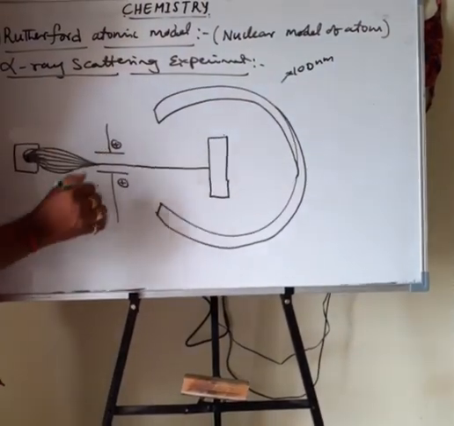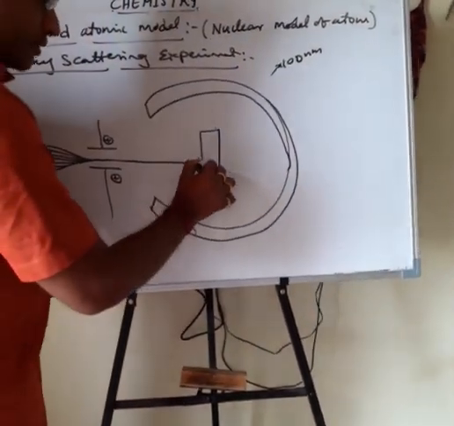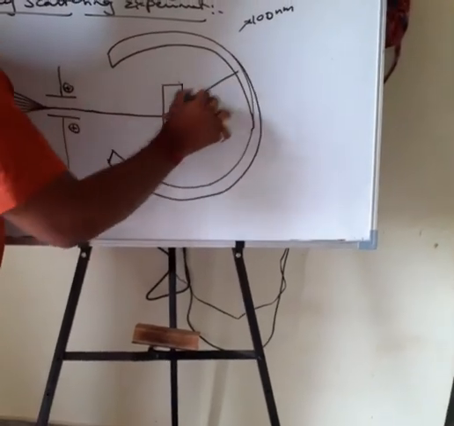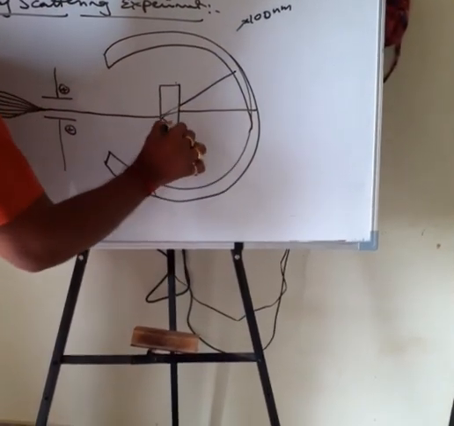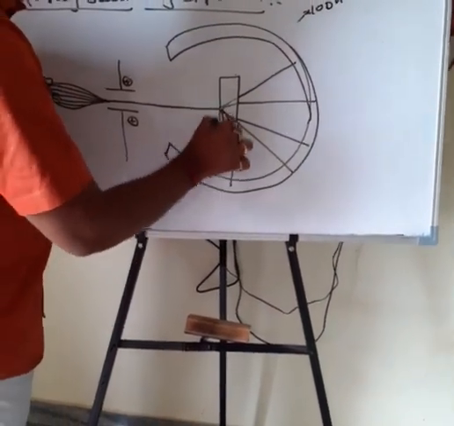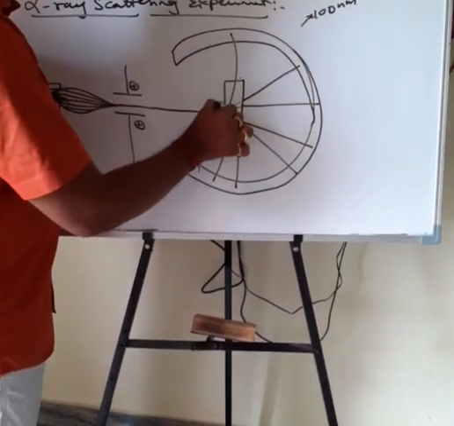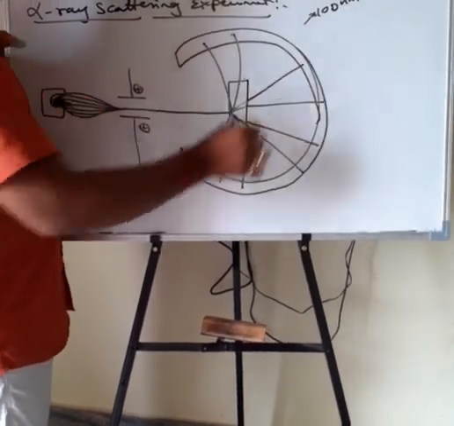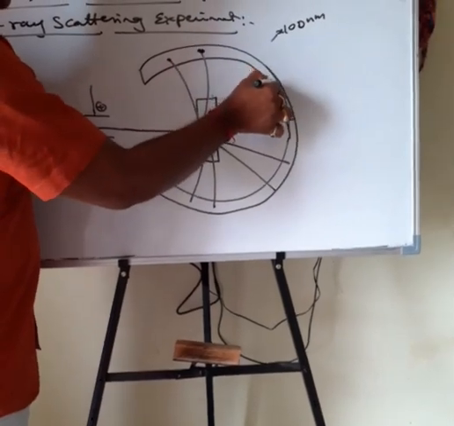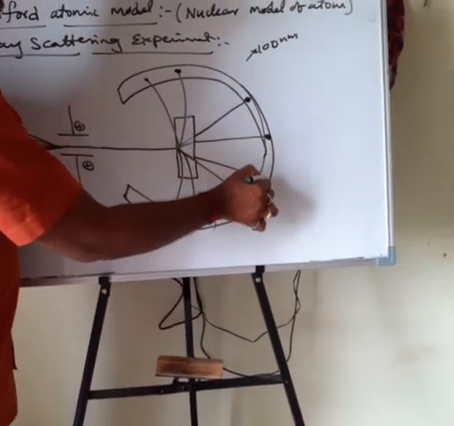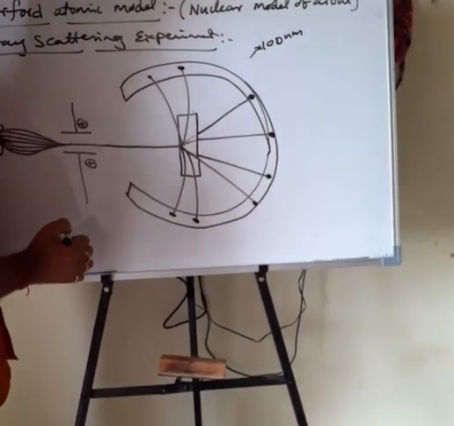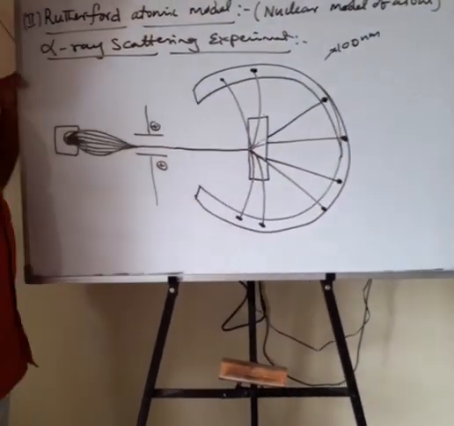Whenever the alpha particles pass through the gold foil, the transmitted alpha rays strike the zinc sulfide screen. Here the zinc sulfide screen acts as a fluorescent material, so bright color spots are developed at this point. So this is about the alpha ray scattering experiment.